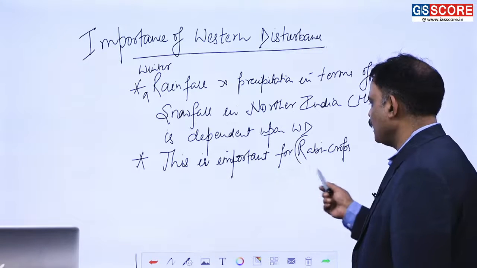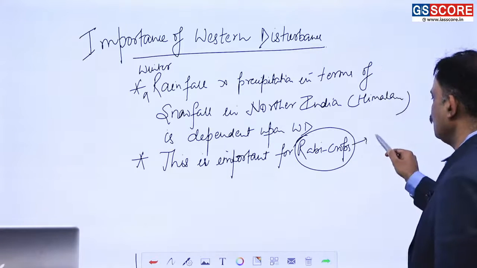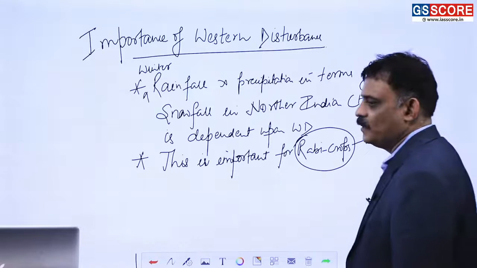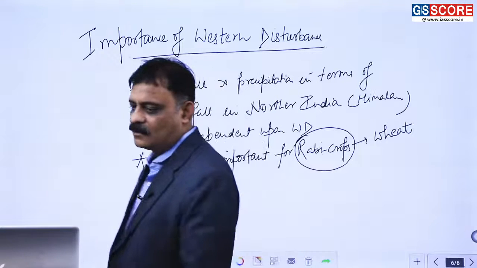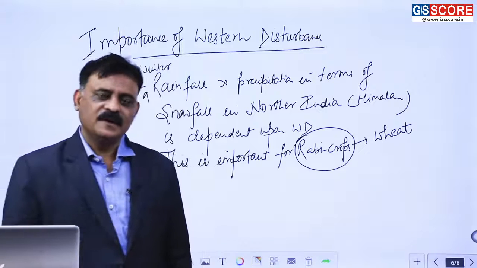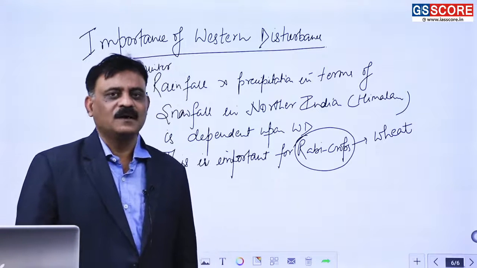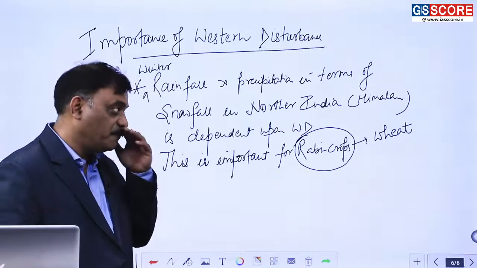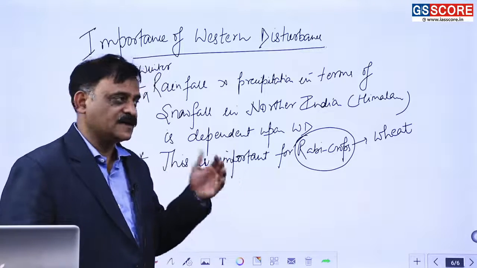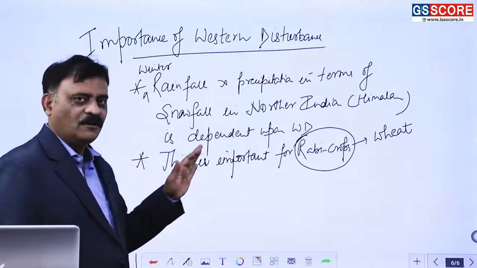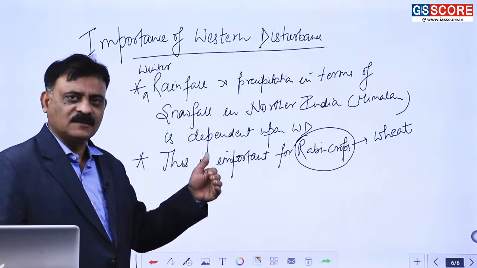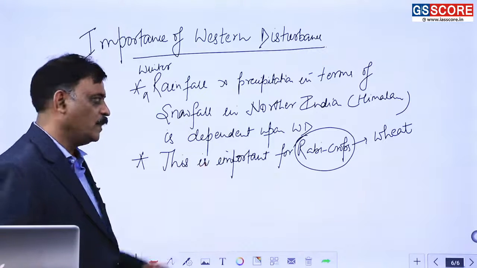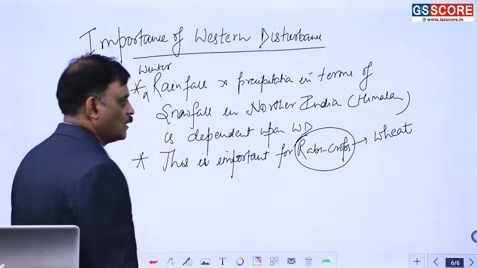So the most important Rabi crop is wheat. You know that Punjab and Haryana, all these regions are called the wheat basket of India, because these are the regions which grow the maximum quantity of wheat. So for a good output of wheat, it is important that we should be getting rainfall in the month of December and January, so that the output would be good. So this is important for the Rabi crops.